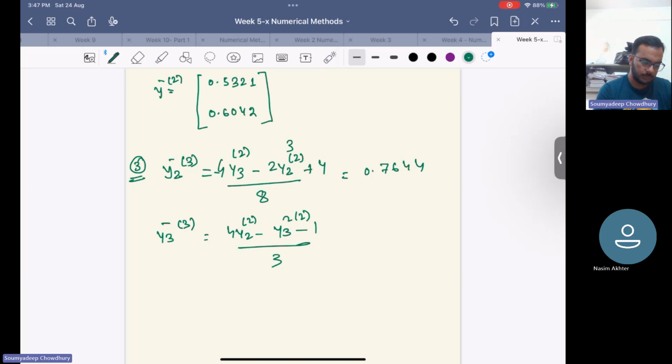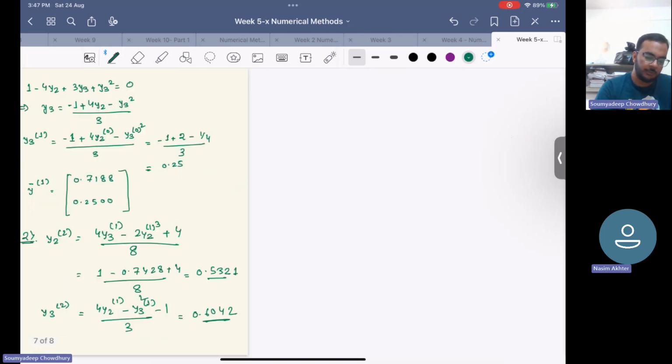4 into 0.6042 minus 4 into 0.51 minus y3 square is around 0.254. So like this, we have to continue.